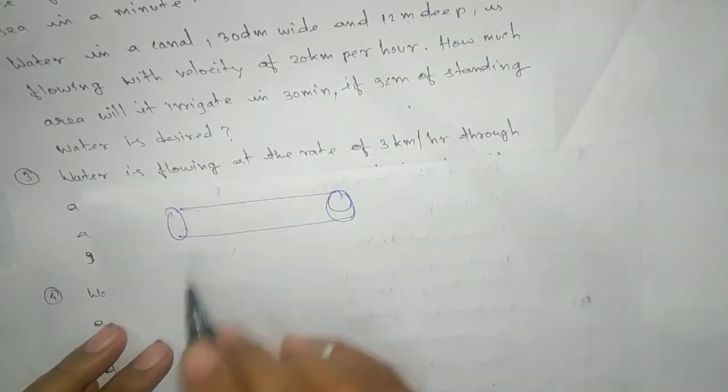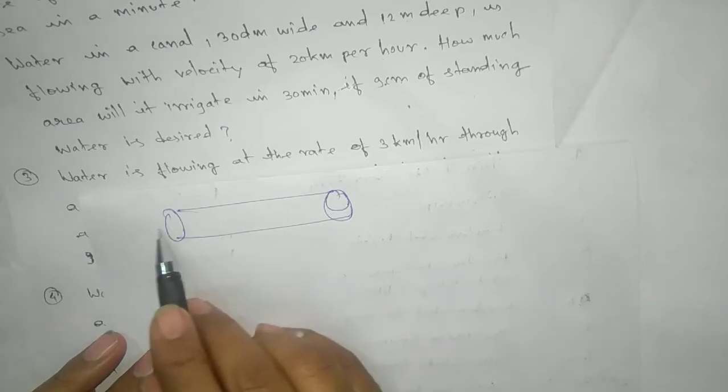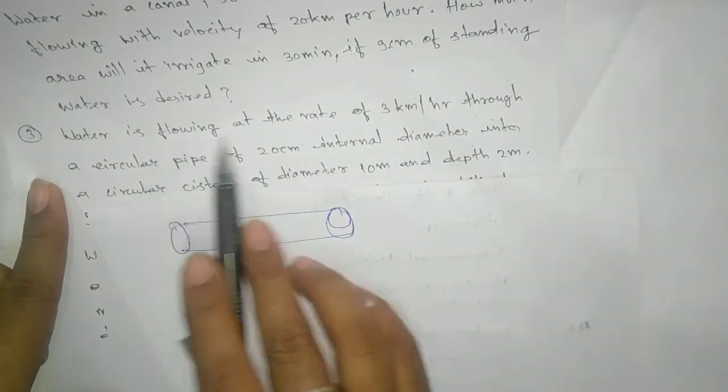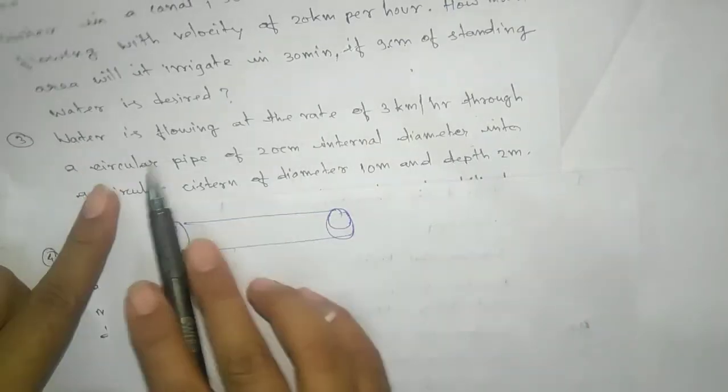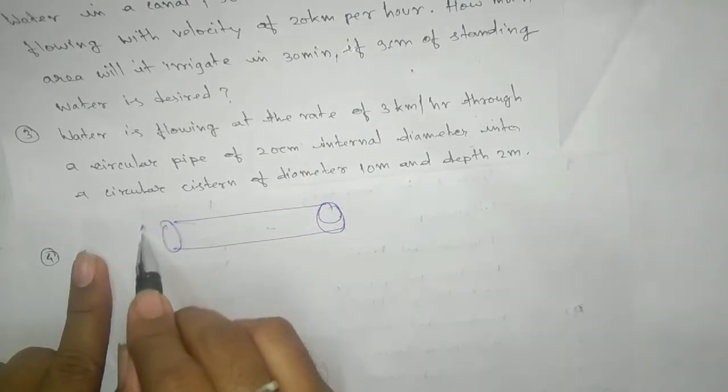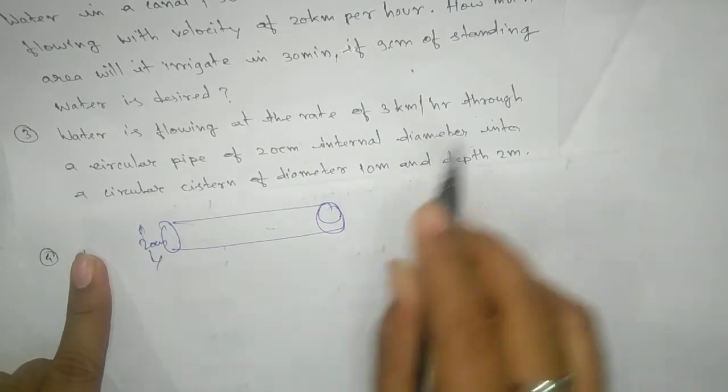Cubical shape, and here we have cylindrical shape. So here that is the difference, a little bit more would be there. Water is flowing at the rate of 3 km per hour in a circular pipe. This is your circular pipe, that has a 20 centimeter internal diameter.